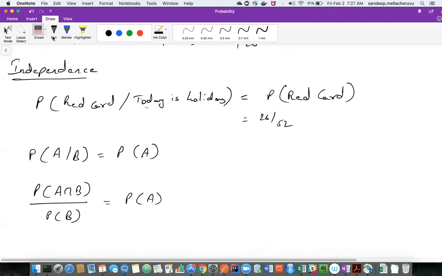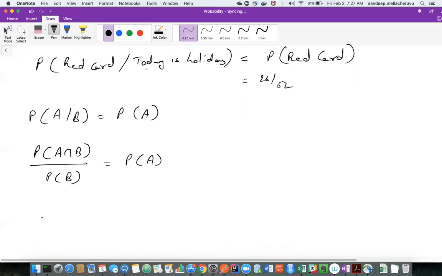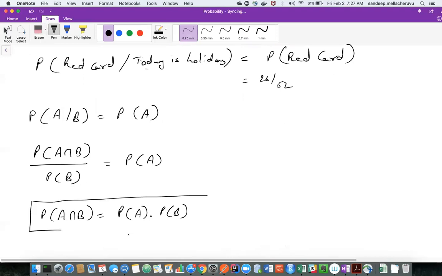Now, if I want to find out what is probability of A intersection B, I can move this to the other side, cross multiply: probability of A into probability of B. When A and B are independent events, probability of A intersection B is nothing but probability of A into probability of B.